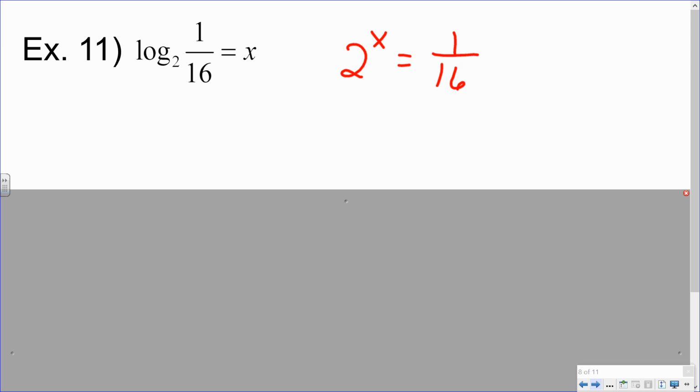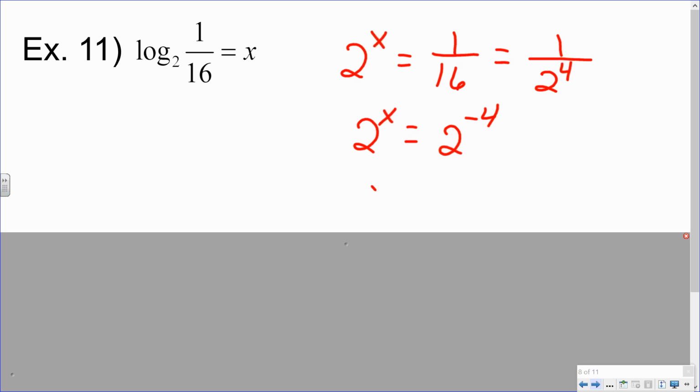Okay, not quite as obvious as some of the others, but I've got 2 to a power in this thing. Be nice if I could have everything as 2 to powers, right? Do I know 16 as a power of 2, Ariel? 2 to what equals 16? So I know that 2 to the 4th is 16, so I know I've got 2 to the x is 2 to the minus 4. When I have the same base, the exponents have to be equal, so then I can simply say x has to be -4.